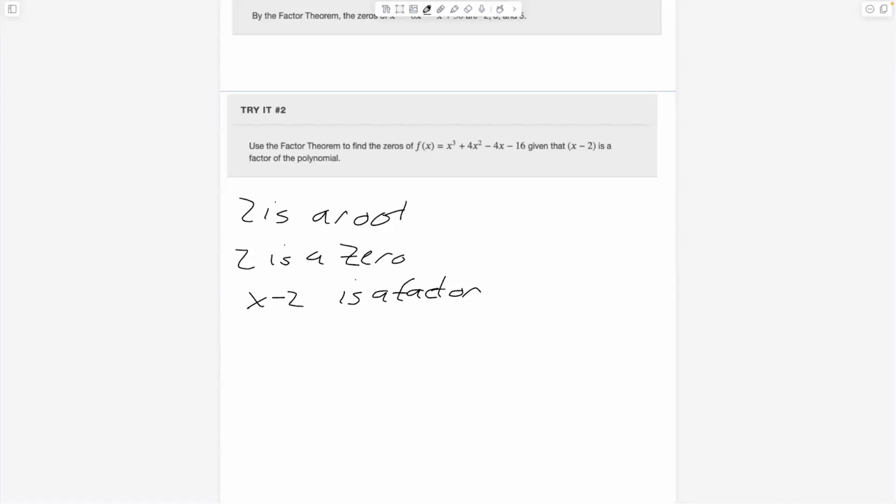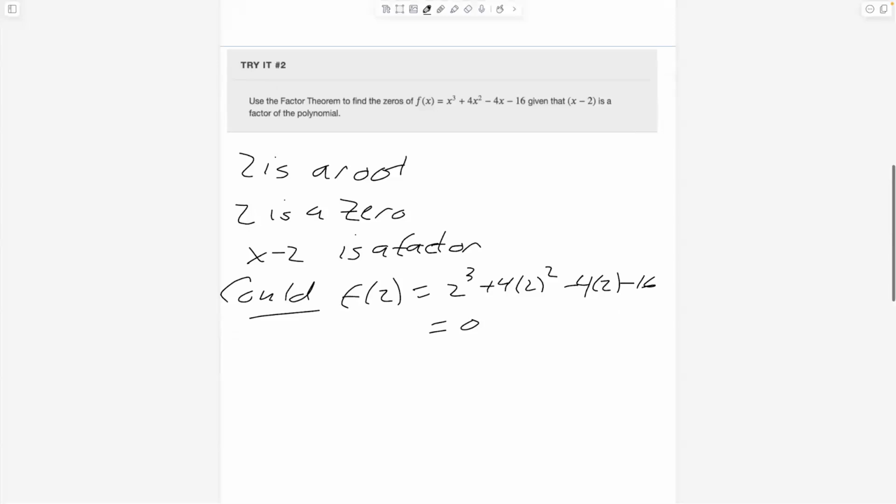How are we going to check that? A couple of different ways. We could just do f of 2. So that'd be 2 cubed plus 4 times 2 squared minus 4 times 2 minus 16. We could probably do that in our heads. You're going to get 0. But that doesn't help me find the other roots.